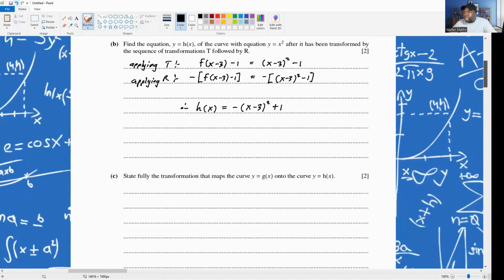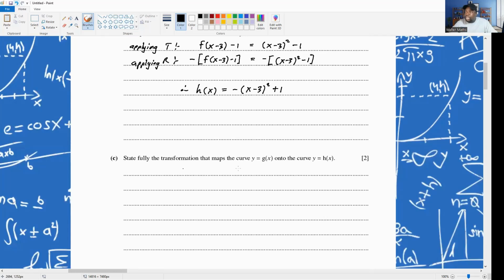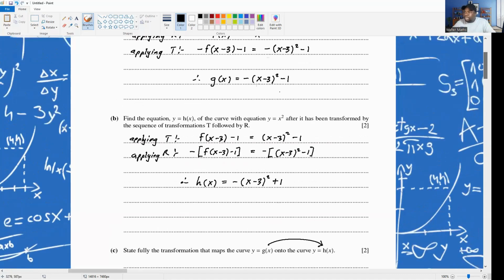Now there's a part C which says state fully the transformation that maps g of x onto h of x. So g of x onto h of x. Let's compare the two. We have g of x being minus of x minus 3 squared minus 1, and h of x being minus of x minus 3 squared plus 1. So the curves are the same except for a difference in the translations. The -1 here and the +1, that's where the difference is. But all the other parts are the same, which means it's a difference in translation.